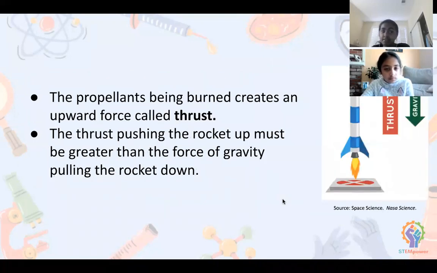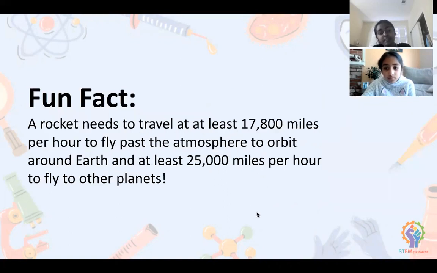So the propellants being burned creates an upward force, and this force is called thrust. And this thrust pushes the rocket up, and it must be greater than the force of gravity that's pulling the rocket down, otherwise it won't get off the ground.